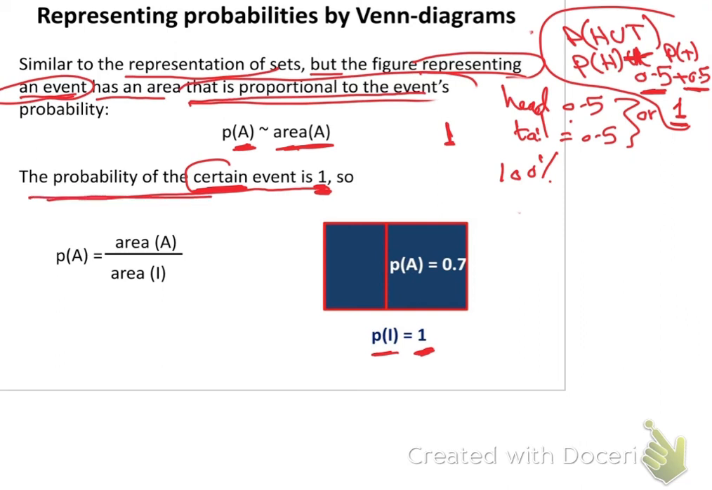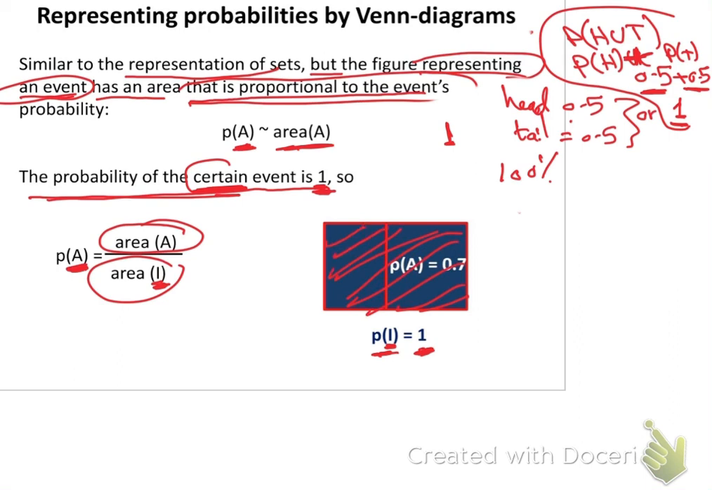So the probability of a certain event is 1. The probability of an event A equals the area of A divided by the area of the certain event, which is called here in this example area I, the probability of I. So we are not representing it as 20 centimeters squared or 35 meters squared. No, we are taking it as 1. So the total area of this square is 1, for simplicity. So if you have 0.5, you have to highlight half of this area.